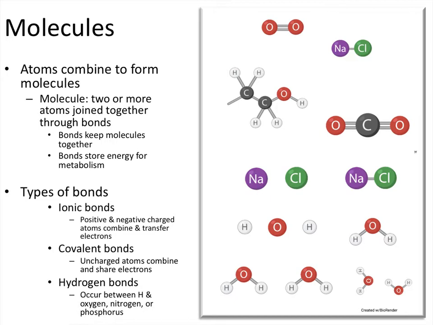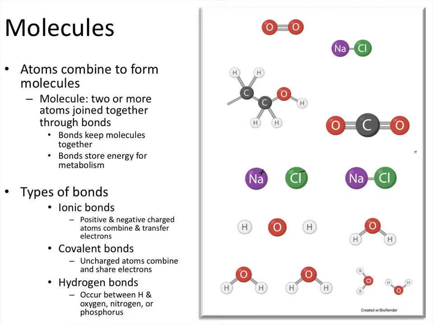In biology, there are three main types of bonds we care a lot about. The first is the ionic bond. In ionic bonds, positively and negatively charged atoms combine and transfer electrons to each other. So just to give you an example, a classic ionic situation, we have sodium, which is often positively charged, and chlorine, which is often negatively charged. Basically what that means is sodium is missing an electron and has space for an extra electron. And chlorine is negatively charged, which means it has an extra electron and is able to give that electron away.